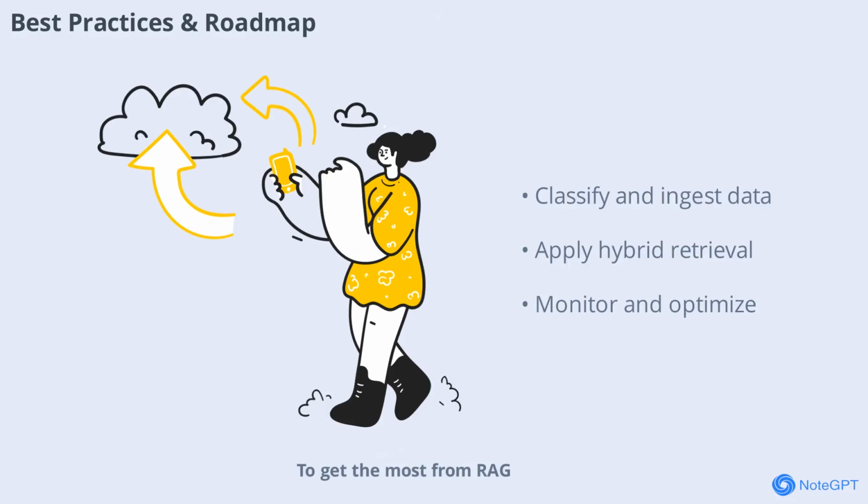Get the most from RAG. Start by identifying high-value use cases and classifying your data. Build robust ingestion and chunking pipelines, and choose the right embedding and retrieval strategies. Always use authoritative, permission-aware data sources and apply hybrid retrieval for complex queries.